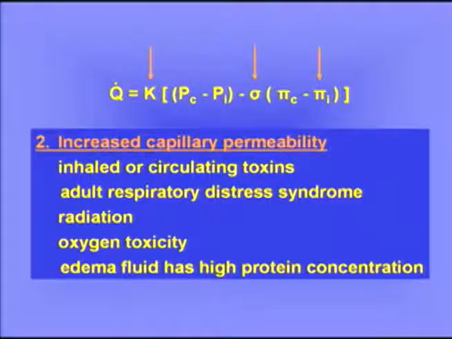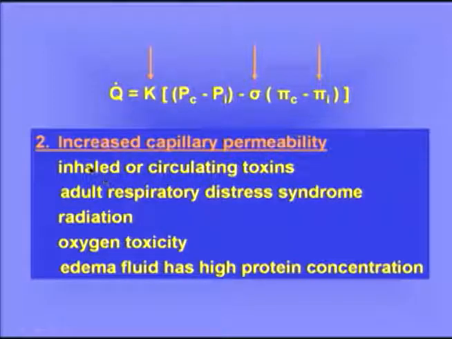Now, the second most important cause probably is increased capillary permeability. And that's where the capillary wall is abnormal. And therefore, the filtration coefficient's increased, sigma is decreased. In other words, it's much easier for the proteins to get across, and there's a change also in the colloid osmotic pressure of the interstitial fluid, which gets more protein.